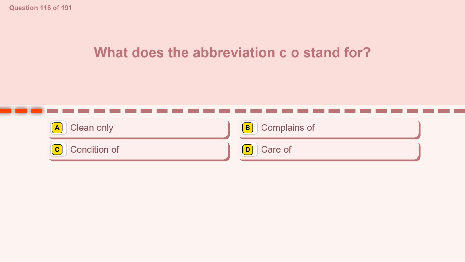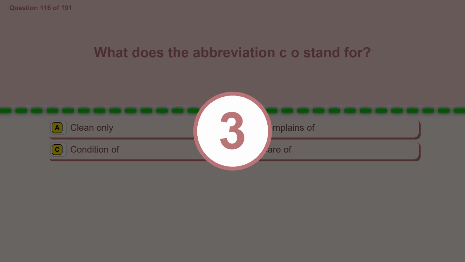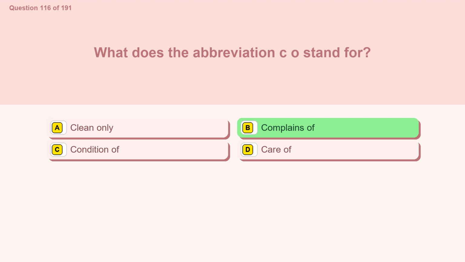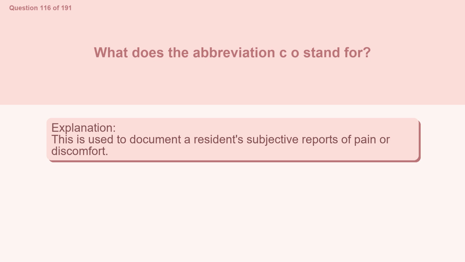Question 116. What does the abbreviation CO stand for? Option A, clean only. Option B, complains of. Option C, condition of. Option D, care of. The correct answer is option B, complains of. This is used to document a resident's subjective reports of pain or discomfort.